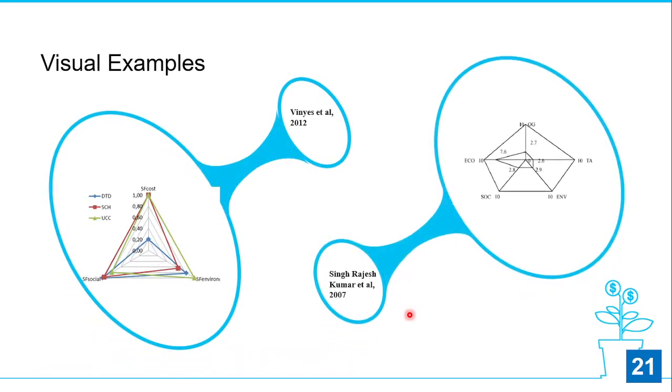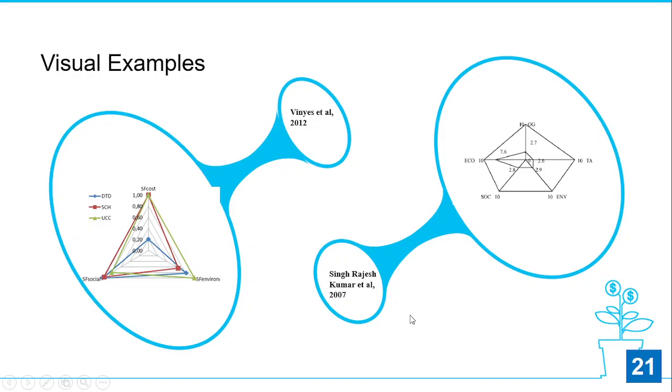This is the visual example of the first study that we discussed, by Venus et al. in 2012. Singh and Rajesh Kumar also made a sustainability assessment. Singh, Rajesh Kumar et al. in 2007 conducted a study about the development of a composite sustainability performance index for the steel industry.